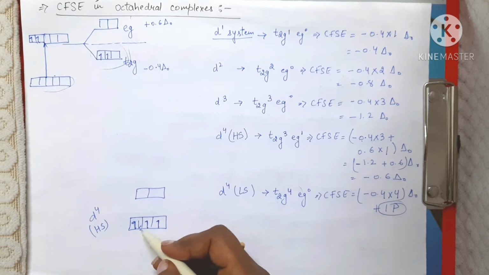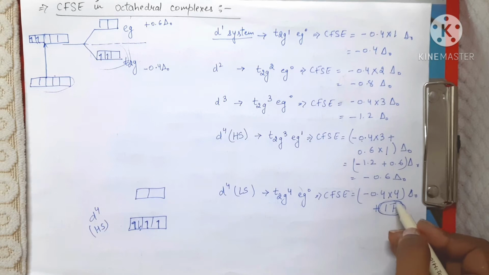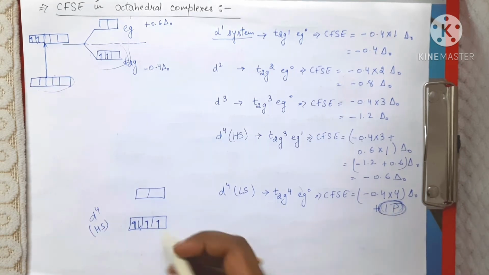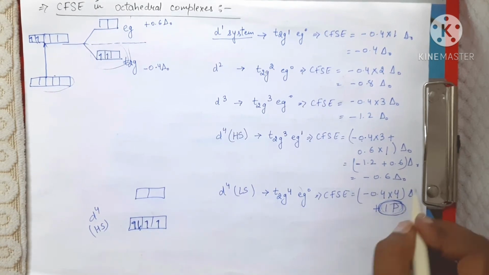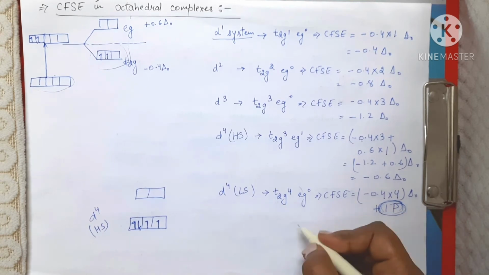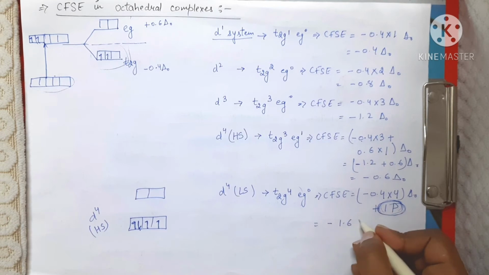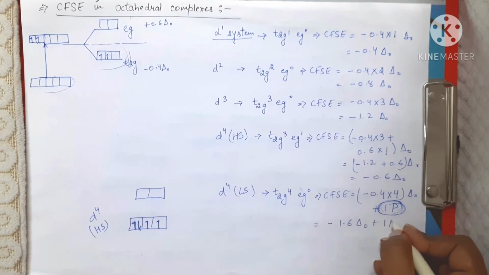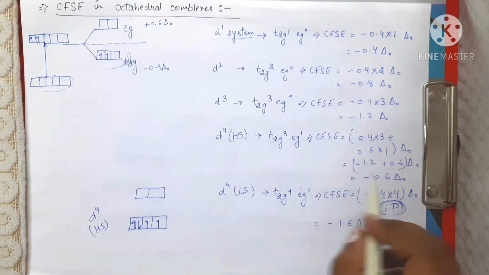So what happens, we have to give some amount of energy called the pairing energy. So that energy is considered here. Because only one pairing has taken place, that's why 1P. So for a d4 system, low spin, the CFSE will be minus 1.6 ΔO plus 1P, right? So this was the major concept.